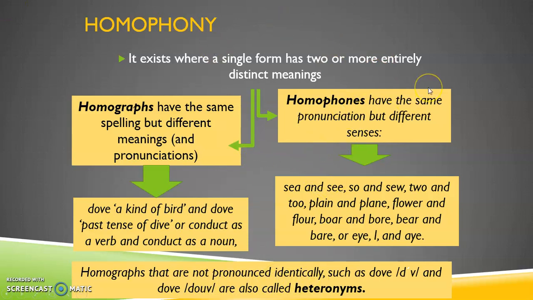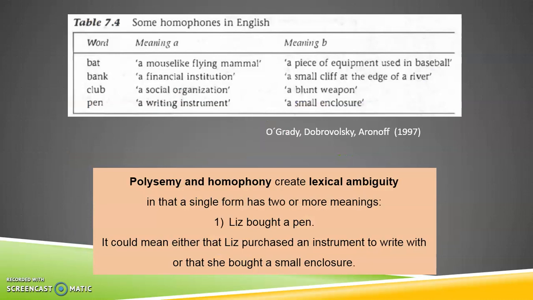So these are just, well, how many names are there here? But I think it's very important for us to know about this and how we can work with these examples. Some homophones are like bat, a flying mammal or a piece of equipment used in baseball, bank, cloud, and pen, a writing instrument or a small enclosure.